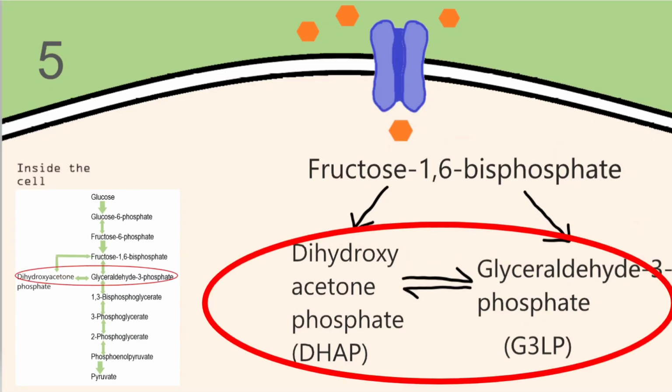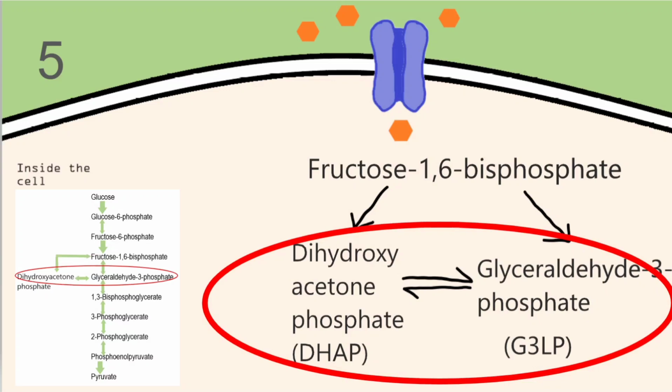Now, one important thing to note is that only G3LP is actually used in glycolysis, so we need to convert this DHAP, this dihydroxyacetone phosphate, into G3LP. And this is done using an enzyme called phosphotriose isomerase, or triose phosphate isomerase. So the result of the preparatory phase is the production of 2 molecules of glyceraldehyde 3-phosphate from glucose, after we are done converting the DHAP into G3LP. So that's the end of the first phase of glycolysis, the energy-requiring phase or the preparative phase.